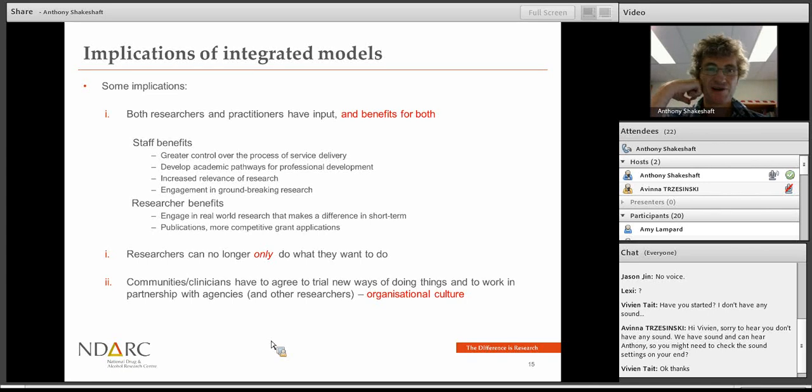It's really important, as I've been saying, that both researchers and practitioners have input. There has to be benefits for the people delivering a program. There's got to be benefits for researchers. Otherwise, it's not going to happen, I think. Some of the benefits for service providers is that they can get greater control over the process of service delivery. It creates opportunities for some of their staff to do training, even academic training. I think it'd be fantastic if we could get more Aboriginal people doing PhDs and just learning the process of how to do good quality evaluation.